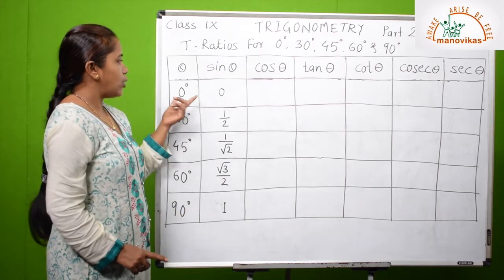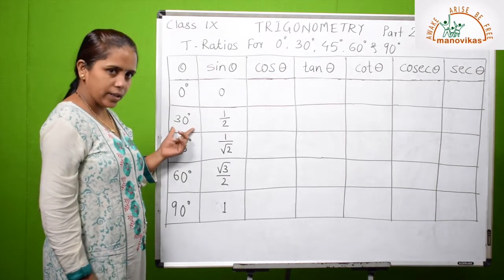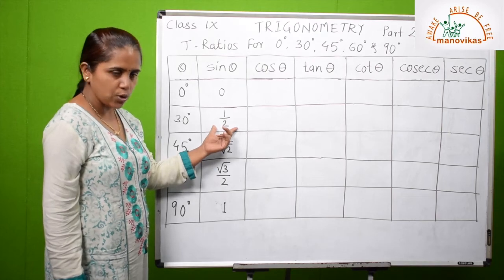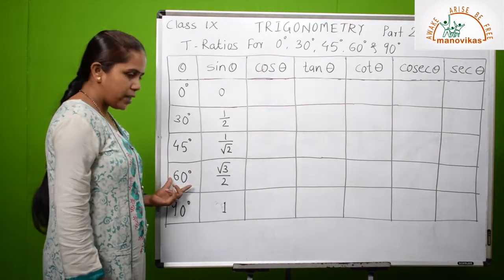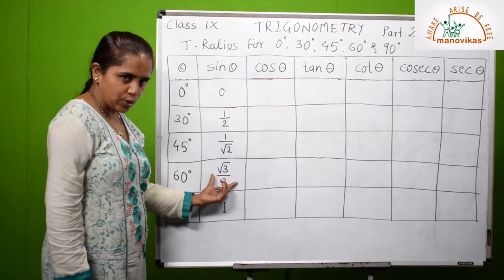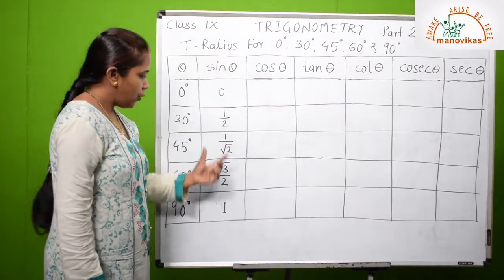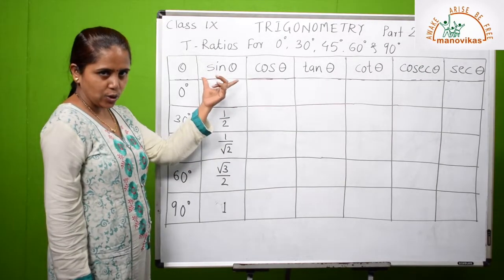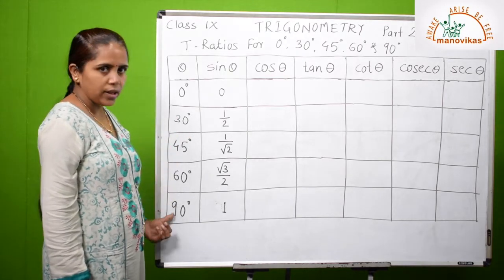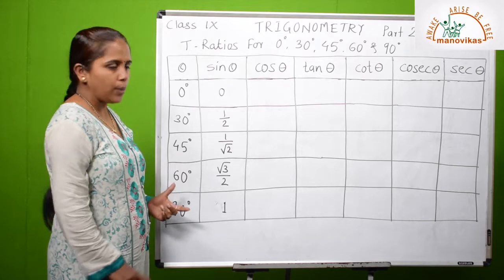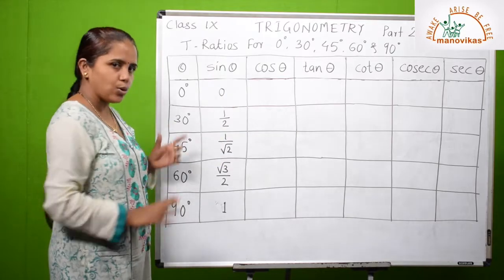Sine theta for 0 degree, that is sine 0 value, is 0. Sine 30 degree is half, that is 1 upon 2. Sine 45 degree is 1 upon root 2. Sine 60 degree is root 3 by 2 and sine 90 degree is 1. These are the values for the sine ratio of angles 0, 30, 45, 60 and 90 degrees. If you remember all the values for sine theta, you can write the remaining ratios using this.